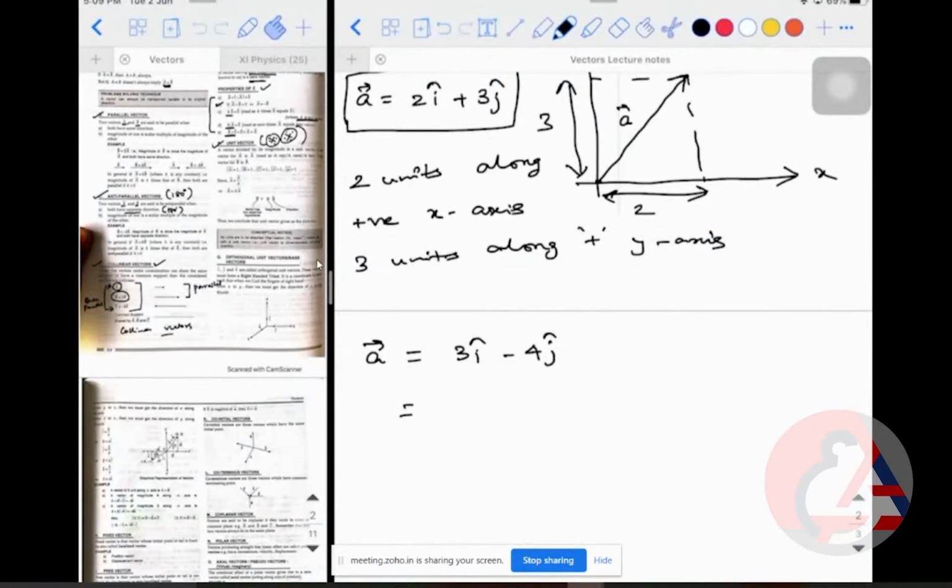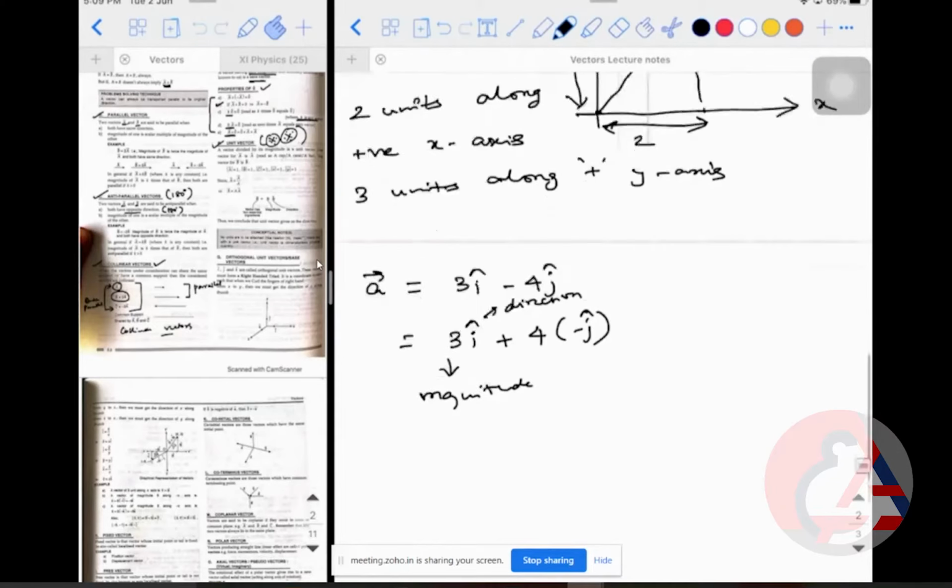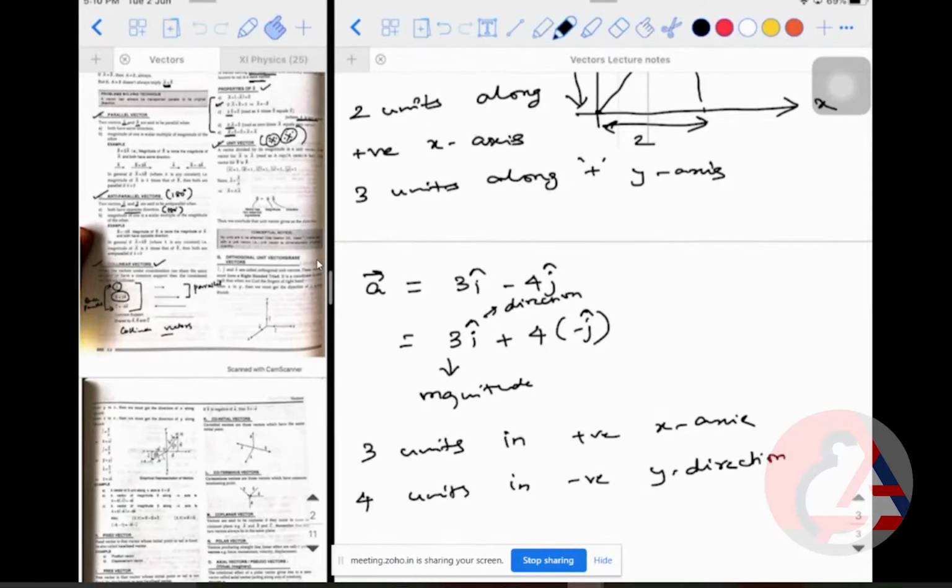So when you have 3 i cap minus 4 j cap, the small rearrangement that you're supposed to do is, you have to write it as 3 i cap plus 4 into minus j cap. This is the other way of writing. Because I told you any vector has a magnitude and direction. So this vector tells us that there is a magnitude of 3 units in positive x direction and 4 units in negative y direction. As simple as that, right?